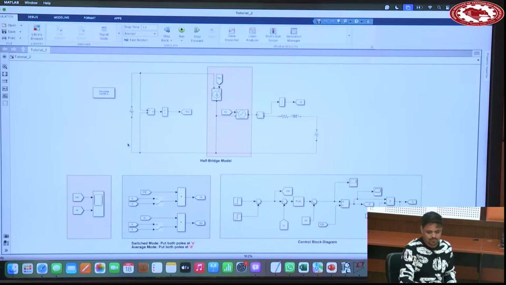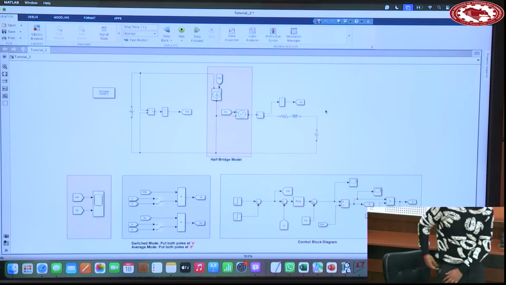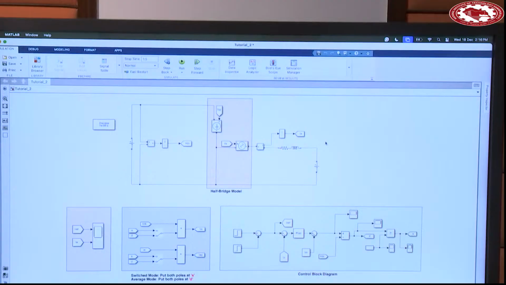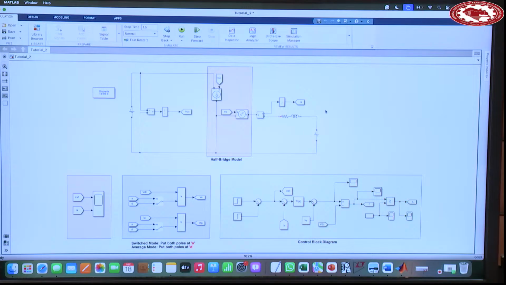The second tutorial was this half bridge. We tried to get its mathematical model in the class, and then tried to simulate it, average model and switched model. In the average model, only D is to be used. The current source will be D times IA and the voltage source will be D times VDC. In the switched model, this D is replaced by the actual switching signal S. How to get S? Simply compare D with the carrier wave, and you will get the switching signal.